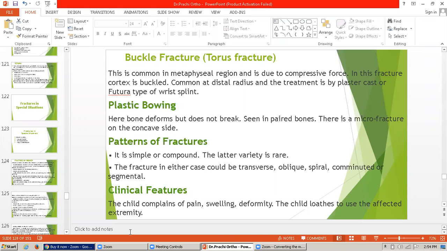So, the plastic bone is where the bone deforms but does not break. It is called a plastic bone when there is a deformity in the bone but no breaking. And it is seen in paired bone, that is tibia and fibula, for example. And there is a microfracture on the concave side. So the concave side shows a microfracture.